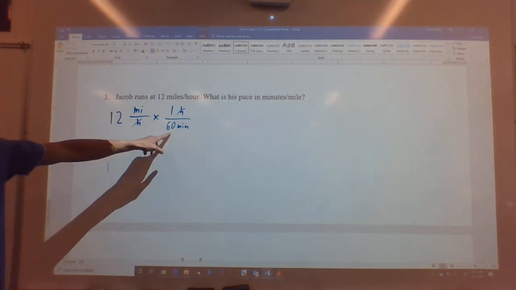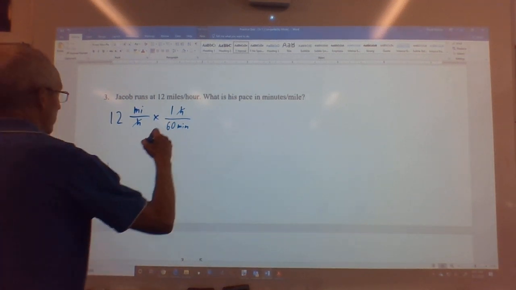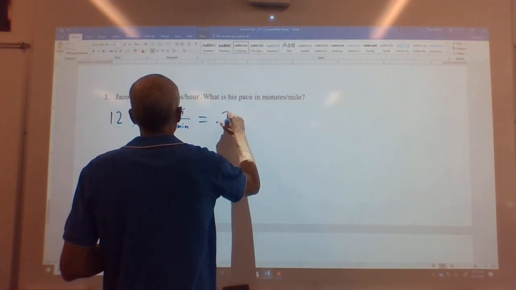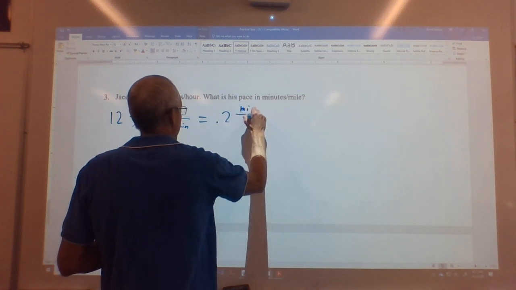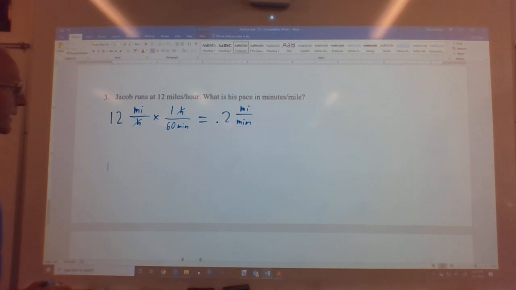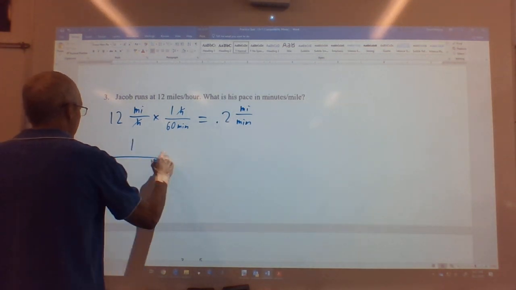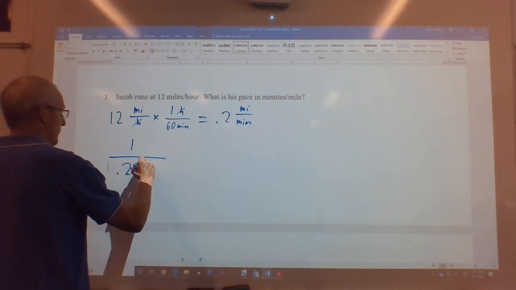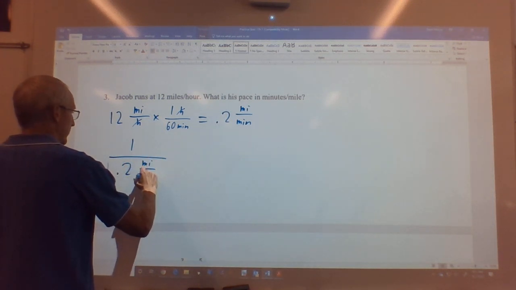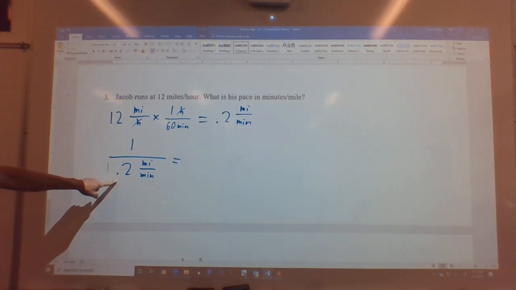So I go 12 divided by 60. I think that's 1/5, right? 12 divided by 60 equals 0.2, 1/5. Yep. So that would be 0.2 miles every minute. We want how many minutes per mile? So we just have to flip this upside down. So you go 1 divided by 0.2 miles per minute. 1 divided by 0.2 is 5.